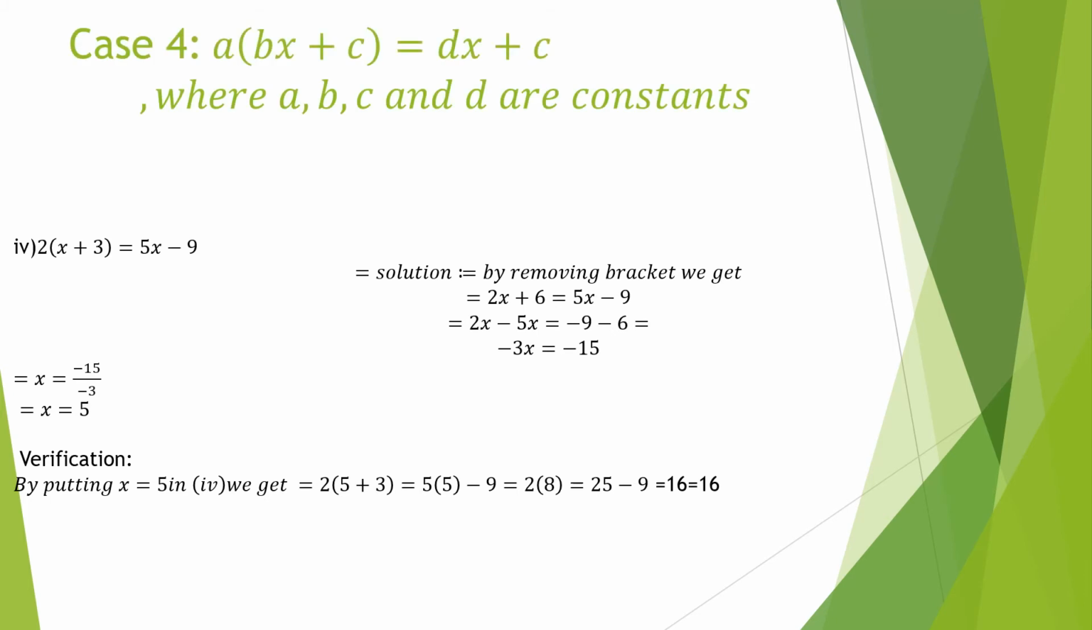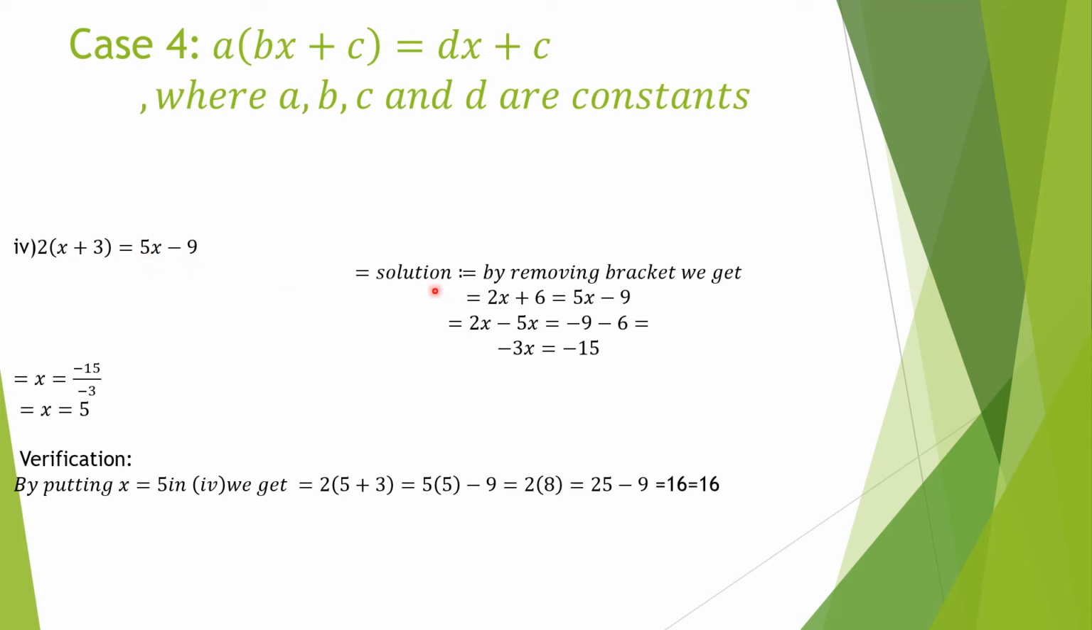This is case number 4. A bracket bx plus c is equal to dx plus c. On the left hand side there is a bracket with binomial bx plus c, where a, b, c and d are the constants. The question is 2 bracket x plus 3 is equal to 5x minus 9.